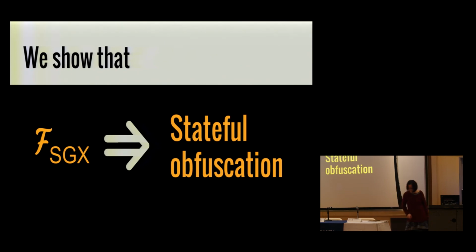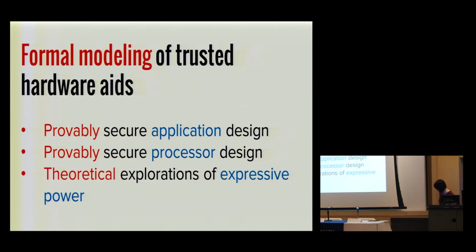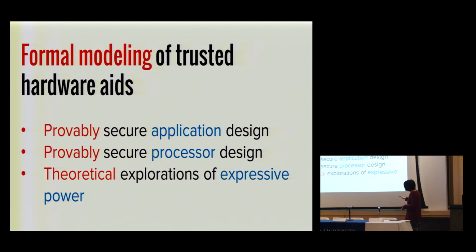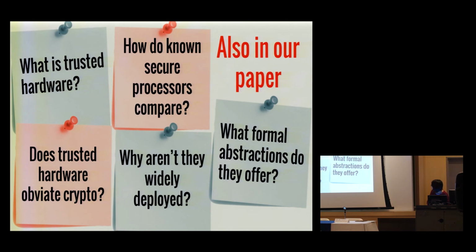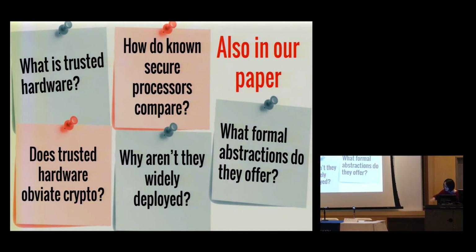And let me conclude my talk by saying that there are many advantages of such formal modeling. It can aid our understanding. It can allow us to make theoretical explorations of the expressive power of trusted hardware. It can help us design provably secure applications on top of trusted hardware. It can also help us design the provably secure processor itself. Okay. In our paper, we also cover many other topics, like does trusted hardware obviate crypto?